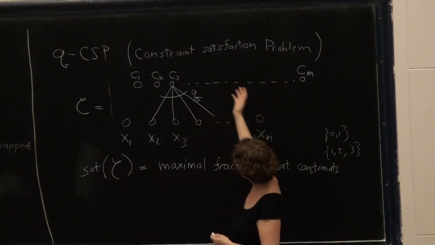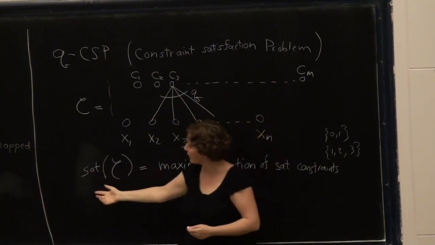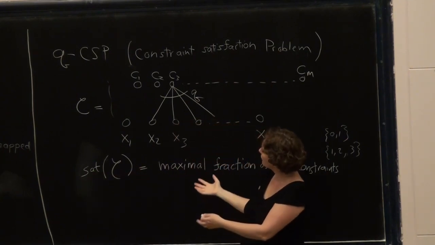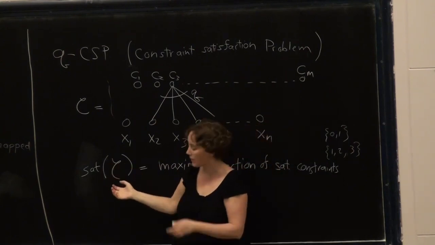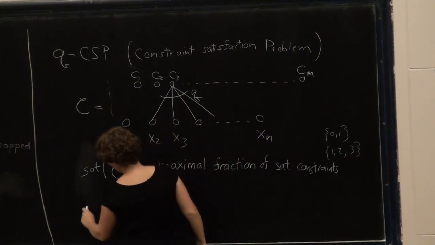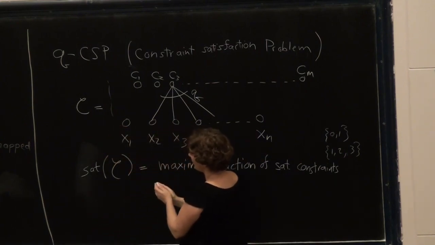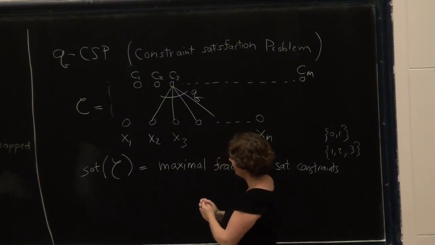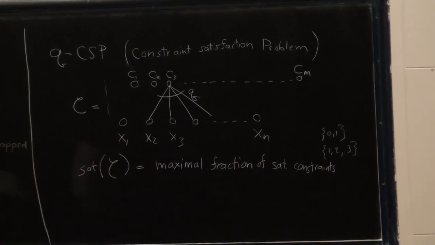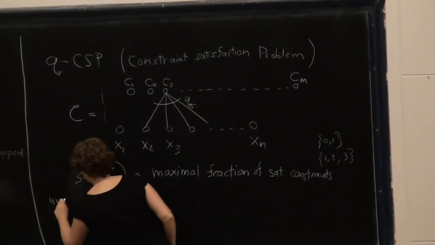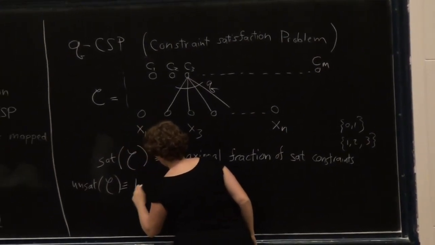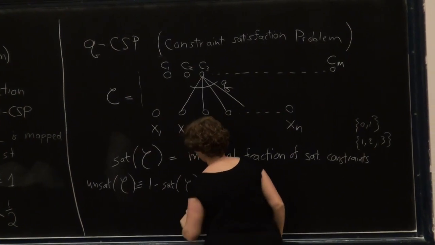So if a constraint system is perfectly satisfiable, we can write it as SAT of C equals 1. And if you know that for every assignment no more than half the constraints are satisfied, this means that SAT of C is at most 1/2. Sometimes it's convenient to look at the UNSAT value, or how many constraints are guaranteed to be falsified, and that's 1 minus this value. I write it here: UNSAT of C is just, by definition, 1 minus SAT of C.